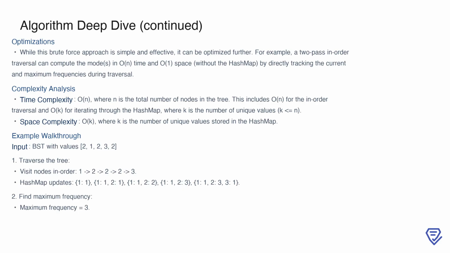To illustrate the process, let's consider an example where the BST contains the values 2, 1, 2, 3, 2. During the in-order traversal, we visit the nodes in the sequence 1, 2, 2, 2, 3. The hash map updates as follows: first {1: 1}, then {1: 1, 2: 1}, then {1: 1, 2: 2}, then {1: 1, 2: 3}, and finally {1: 1, 2: 3, 3: 1}. The maximum frequency is 3.